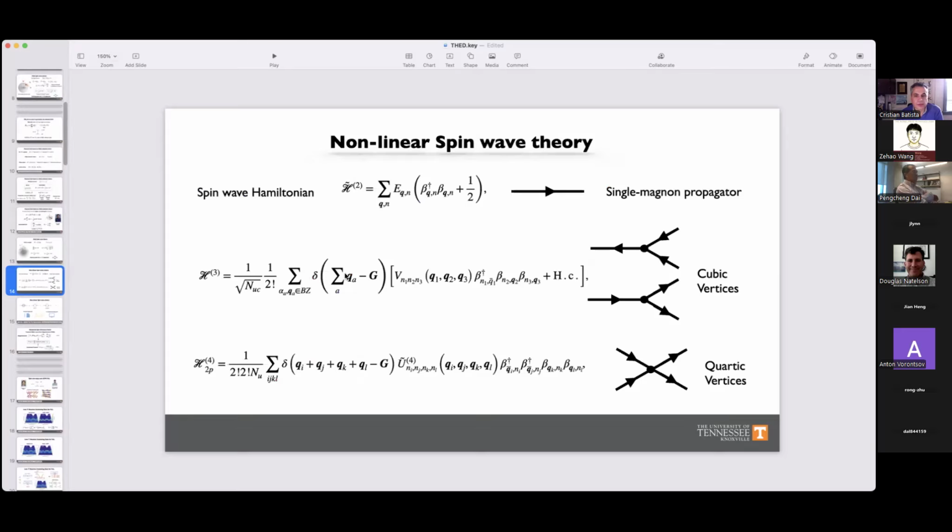Let me go back to this slide, right? So it's actually this kind of term. When in normal ordering, you renormalize the single magnon dispersion. So it's this term that will dictate how big the single magnon gap is. The bigger the gap, the bigger the plateau.